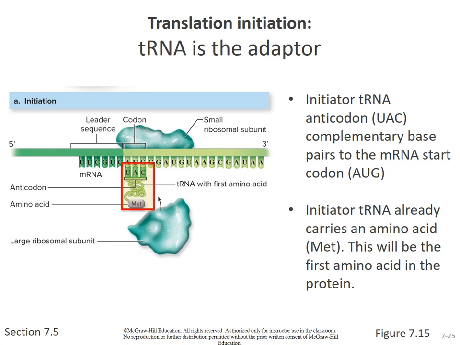The anticodon, again, is this complementary base of the start codon. The start codon is what we used on that chart to figure out what amino acid correlates with it. The anticodon is this complementary base that matches that codon. And in this case, the AUG is matching up with this methionine.